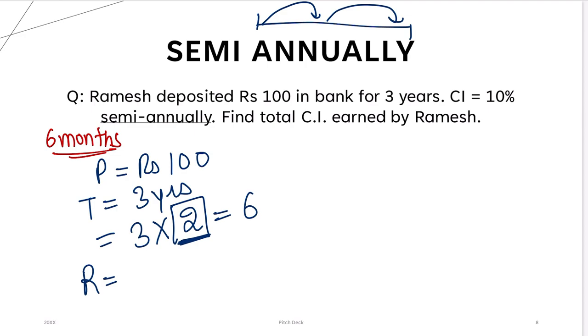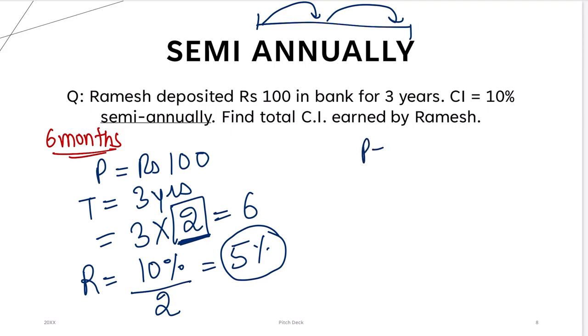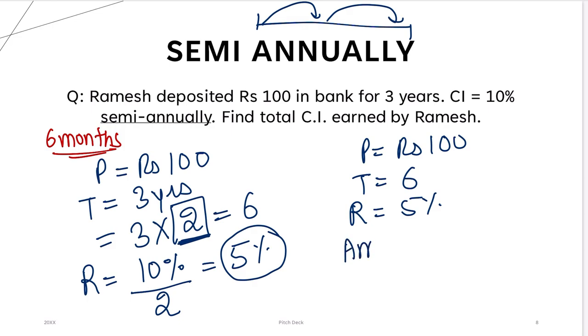Rate of interest is 10%, but this is for the full year. You have to divide it by 2 because now interest is being charged half yearly. So 5% is the interest charge. So the principal here will be 100 rupees, the same. Time will be 6, semi-annually. Time is 6 and rate of interest is now 5%. Now you can calculate the amount by the formula P(1 + R/100)^T.